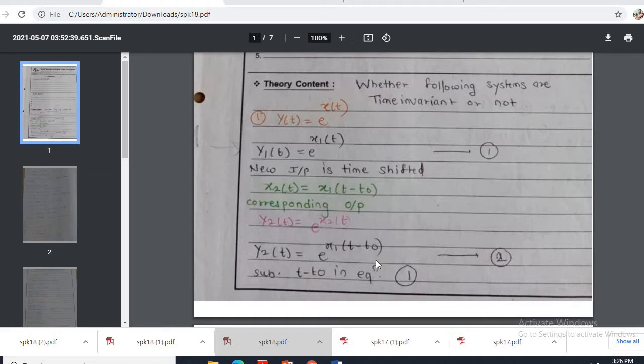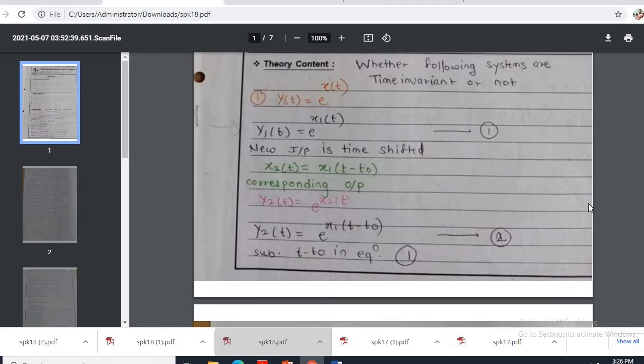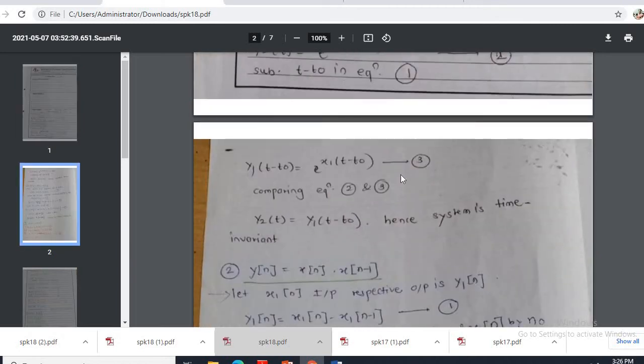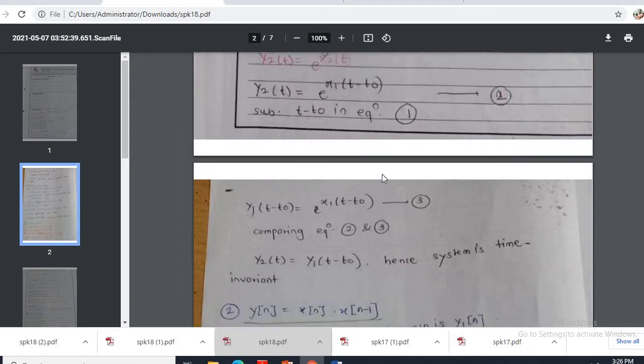Okay, now the next part, y1(t minus t0). So on the output side we want to shift; the input side is finished. Now on the output side, y1(t minus t0) will be equal to e raised to x1(t minus t0). If we compare this with the above equation 2, which corresponds to y2(t), the right hand side is e raised to x1(t minus t0) in both, and therefore y2(t) is equal to y1(t minus t0). This indicates that the system is time invariant.